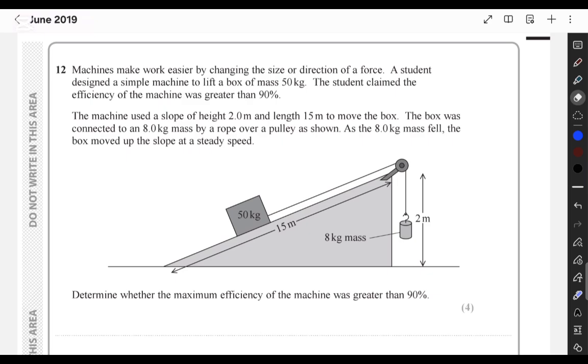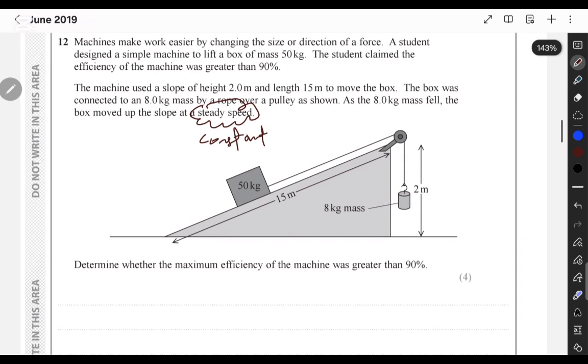The machine used a slope of height 2 meters and length 15 meters to move the box. The box was connected to an 8 kg mass by a rope over a pulley as shown. As the 8 kg mass fell, the box moved up the slope at a steady speed. Steady speed can also mean at a constant speed as well. Okay. Now we have to see if the efficiency of the machine was greater than 90%.